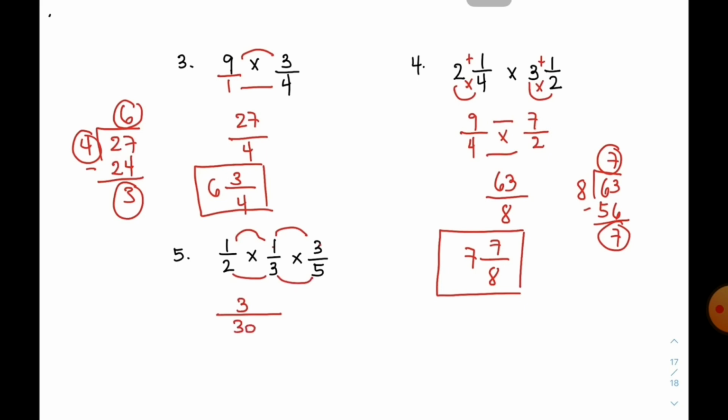This can be reduced to lowest number. Yes. So, they are divisible by 3. So, when we reduce, the answer will become 1 over 10. And this is final since this is proper fraction.